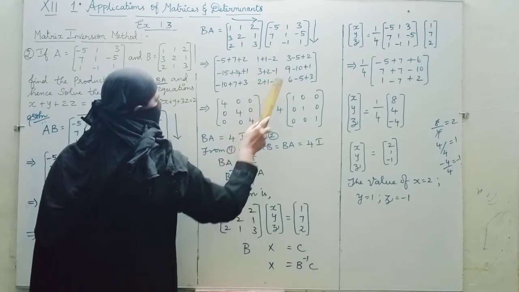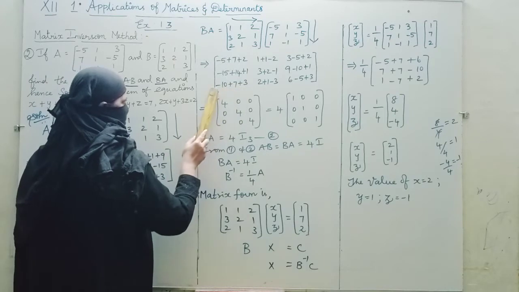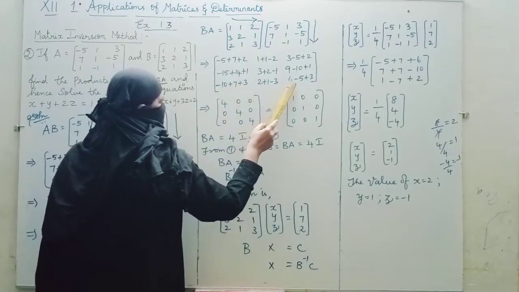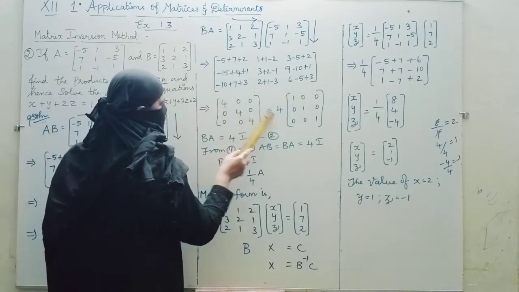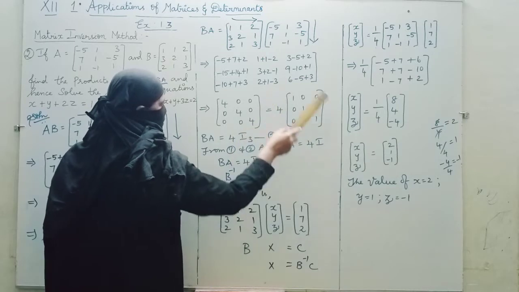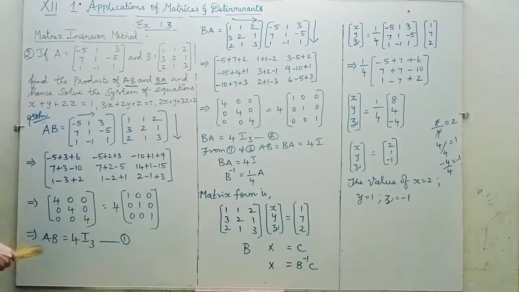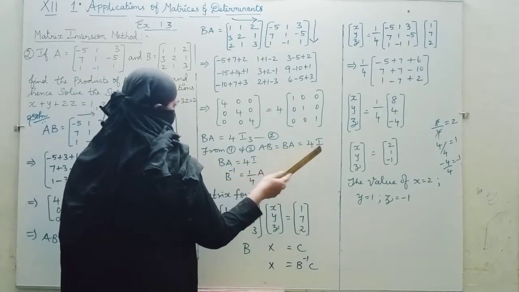Here 0, 9 plus 1 is 10, 10 minus 10 is 0, 7 plus 3 is 10, 10 minus 10 is 0, 2 plus 1 is 3, 3 minus 3 is 0, 6 plus 3 is 9, 9 minus 5 is 4. Now you can take 4 as common. So this one is also an identity matrix, that is 4 I3. Now you can check from 1 and 2: AB equal to BA equal to 4 I3 or I.